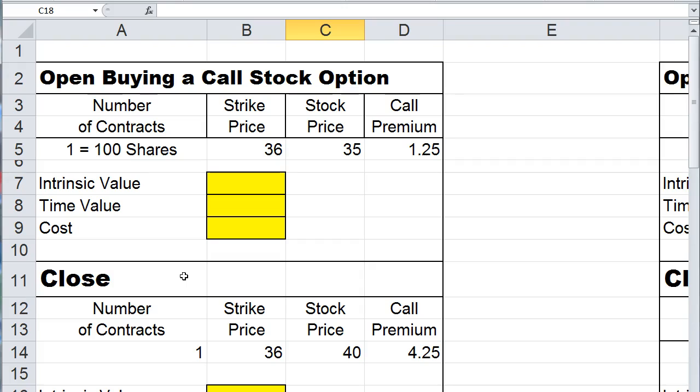Okay, so on this handout, we're going to look at the buying of a call option and then closing of a call option. So we're going to open and buy a call option, and then we're going to close it to see how we did profit or loss wise. For the first thing, we need to calculate intrinsic value.